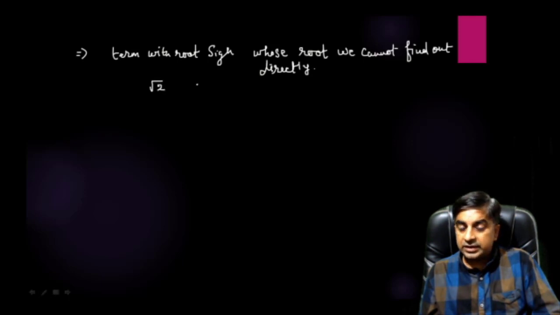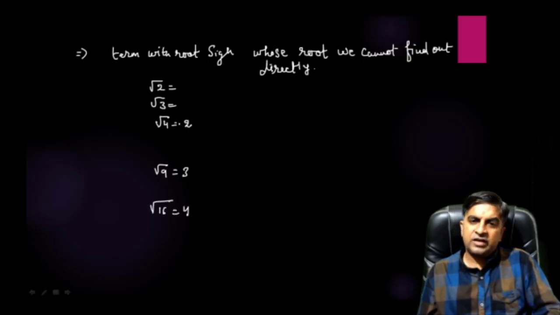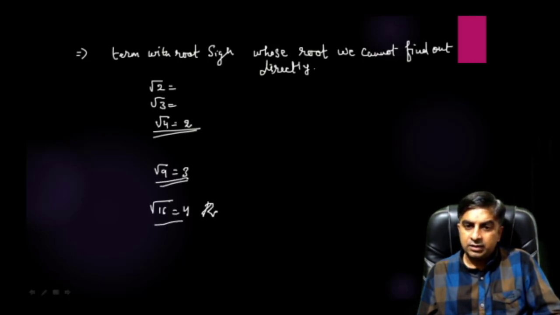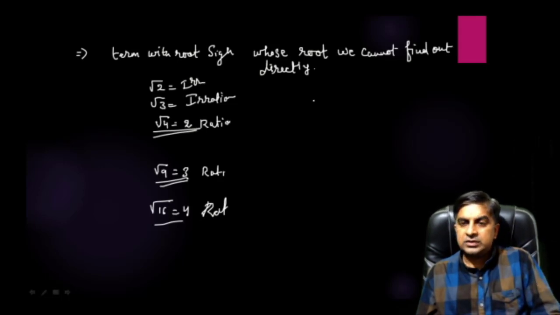Let me give you an example. Root 2 is irrational; we cannot directly find its root. Root 3 is also irrational. But root 4 is equal to 2. We know root 5, root 6, root 9 is 3, root 16 is 4. Here we can directly find the roots of these terms, so these three are rational, but other than that, all are irrational. The second type of irrational terms are non-terminating ones.